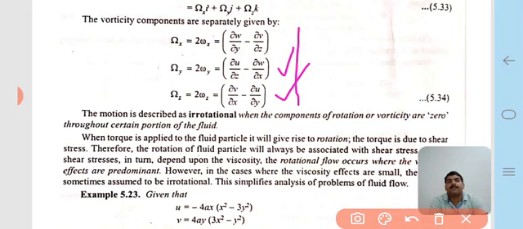The motion is described as irrotational when the components of rotation or vorticity are 0 throughout a certain portion of the fluid.